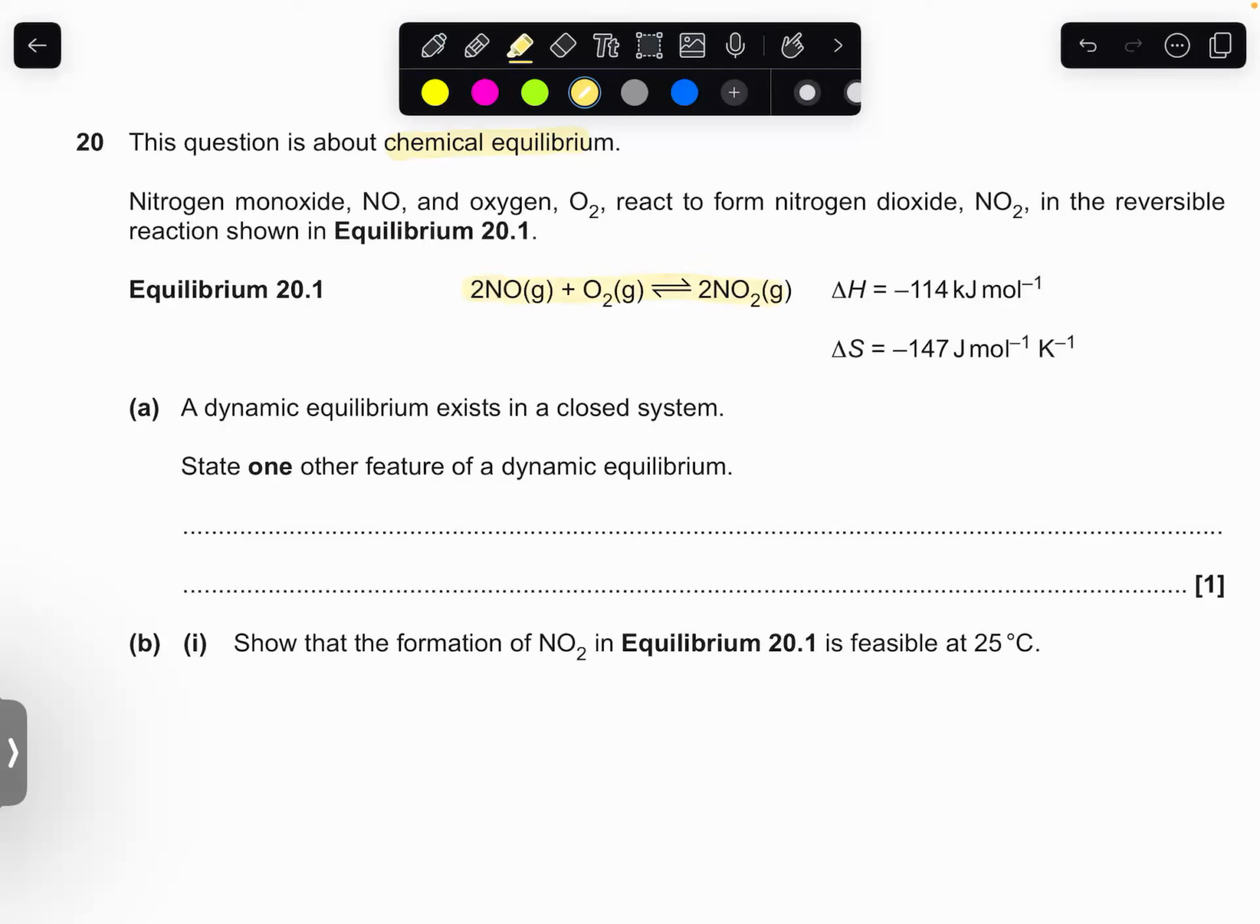In the reversible reaction shown, equilibrium 20.1, you've also got delta H, and you've also got delta S, entropy change. Now, it gives you one feature of dynamic equilibrium, which is a closed system. State one other feature of dynamic equilibrium.